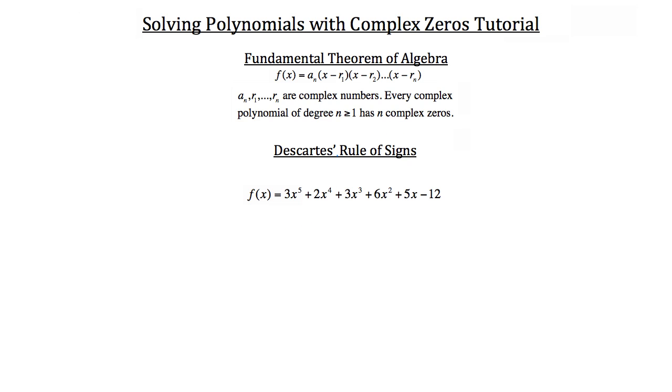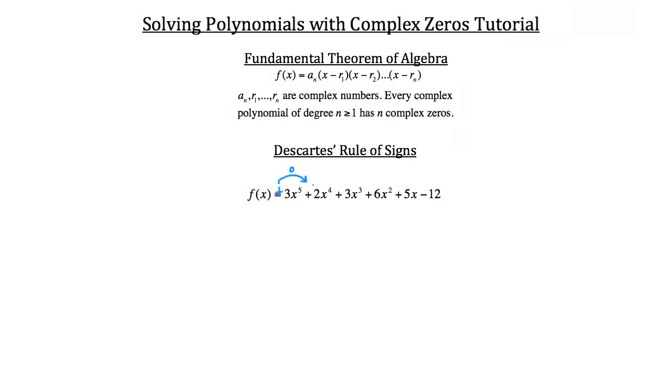So to use Descartes' rule of signs, you want to take a look at the number of sign changes in your original function. So in this particular function, we have a positive 3x to the 5th plus 2x to the 4th plus 3x cubed plus 6x squared plus 5x minus 12. Now when you go from the first term to the second, there's no sign change. You're going from a positive 3x to the 5th to a positive 2x to the 4th. So we don't have a sign change there.